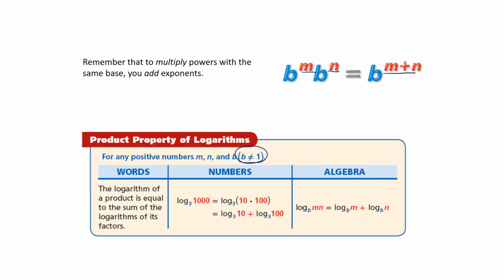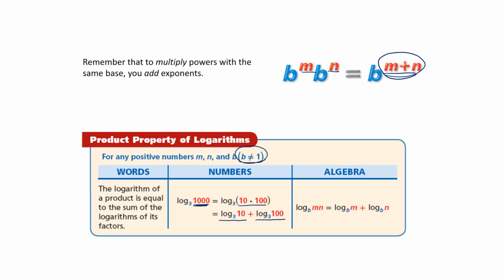So here we can see log base 3 of 1,000 is equal to log base 3 of 10 times 100. I know that 10 times 100 multiplies together to get 1,000. So what I can actually do is add the two together. Just like I showed up here, I can add my two logs together, and so that is our product rule.